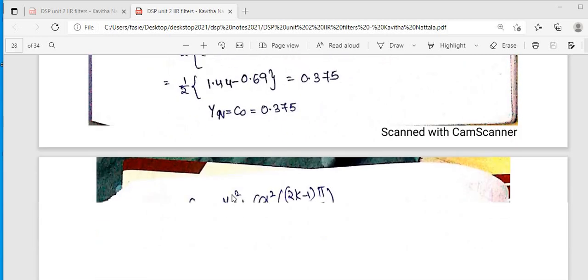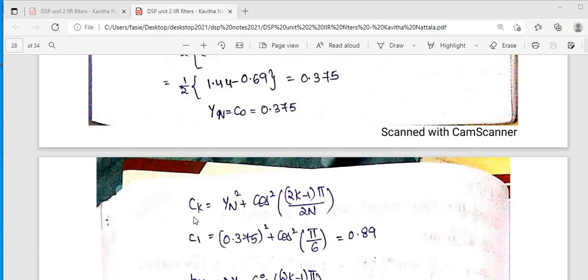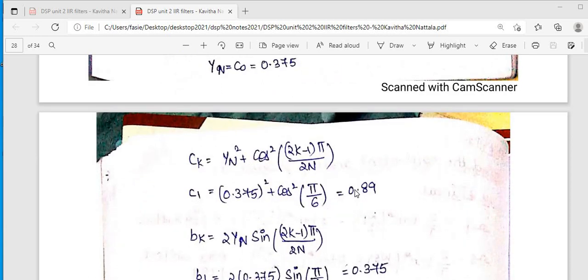After getting c naught, what is the next thing? We have to find ck, right? What is the ck value? Yn square plus cos square of (2k minus 1) by 2n of pi. What is the n value we have? N we have as 3, right? 2 threes are 6. So what is the yn we had? This is the yn, right? Yn and c naught, both are equal. That is 0.375 whole square plus cos square of pi by 6. If you do it, you get 0.89.